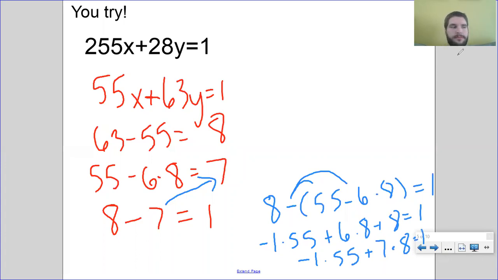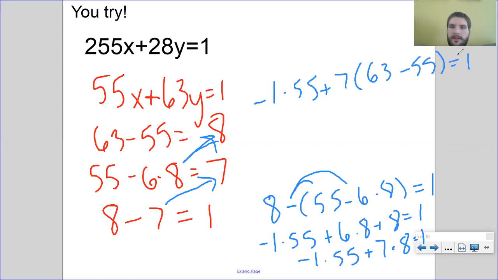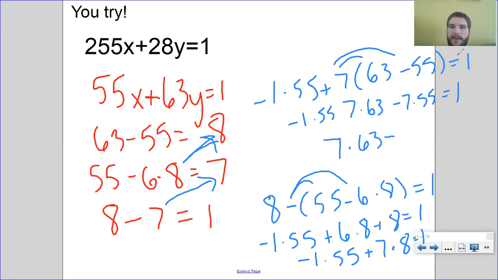Okay, now what? Someone else help me out. You substitute the 8, like 63 minus 55 for 8. Yeah, now we substitute the 8 in. So this is -1 times 55 plus 7 times 63 minus 55 equals 1. And so that's 7 times 63. And this becomes -7 times 55. And this is a -1 times 55. So that gives me 7 times 63 minus 8 times 55 equals 1. So 7 comma -8.